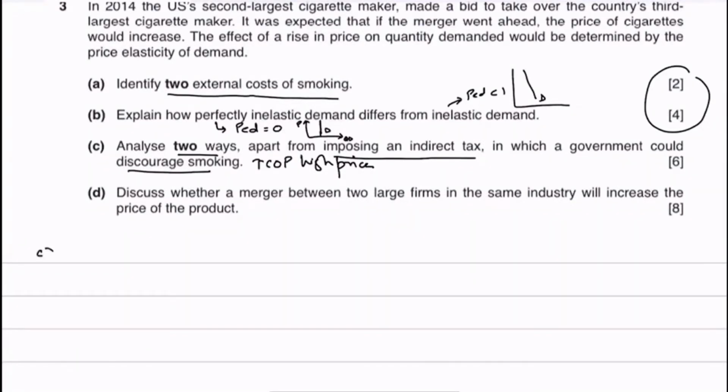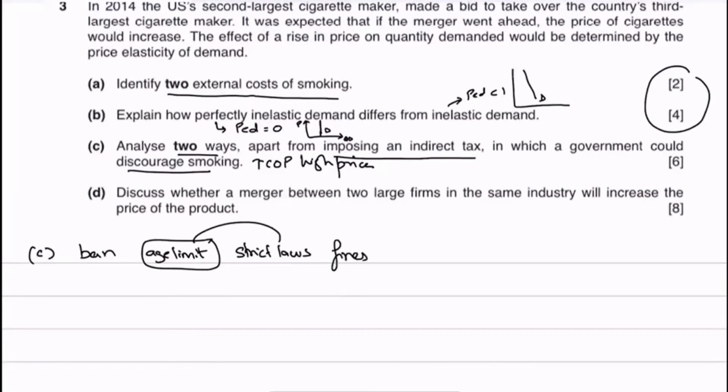So other ways could be that the government could impose a total ban, a complete ban on smoking, or impose certain age limits, asking the sellers to not give cigarettes to people who fall within a certain age limit. Coming up with strict laws, because if you're imposing an age limit, you need to have strict laws for it. You need to come up with fines and penalties that should be strictly imposed by the government, by the state.